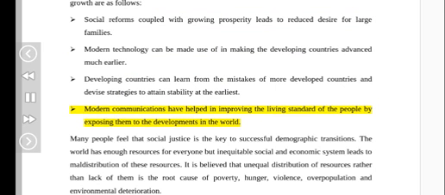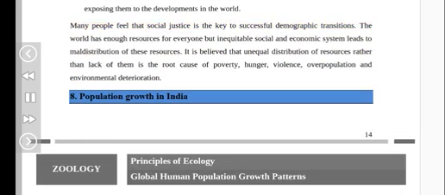Modern communications have helped in improving the living standard of the people by exposing them to the developments in the world. Many people feel that social justice is the key to successful demographic transitions. The world has enough resources for everyone, but an inequitable social and economic system leads to maldistribution of these resources. It is believed that unequal distribution of resources, rather than lack of them, is the root cause of poverty, hunger, violence, overpopulation and environmental deterioration.